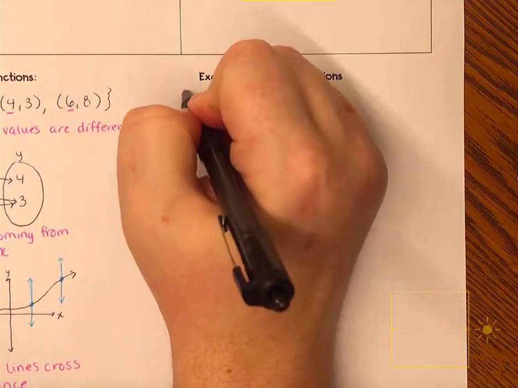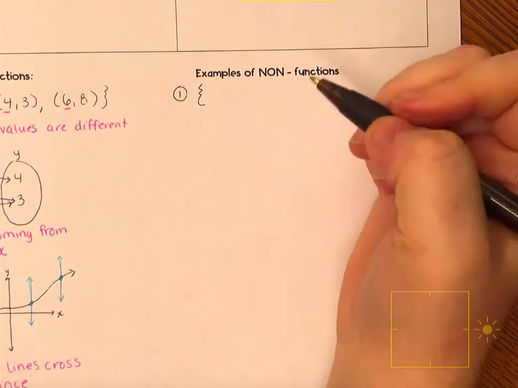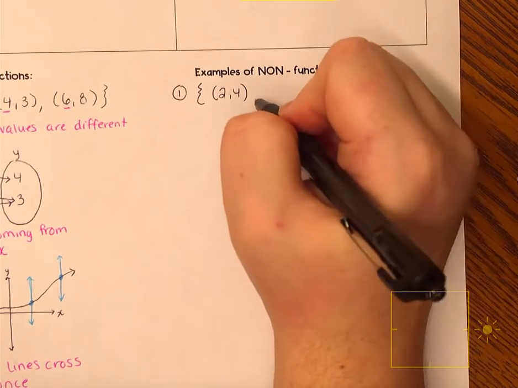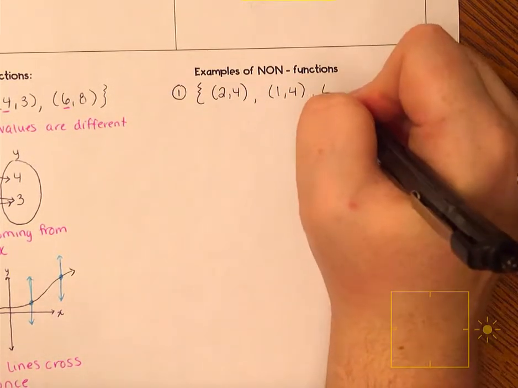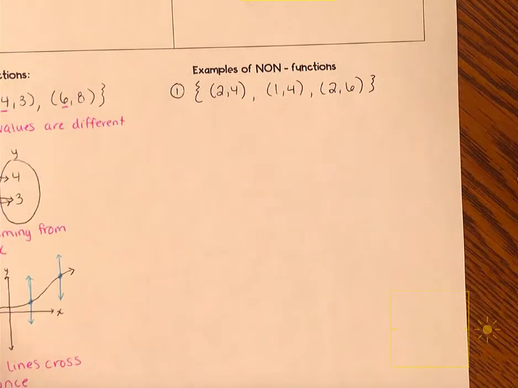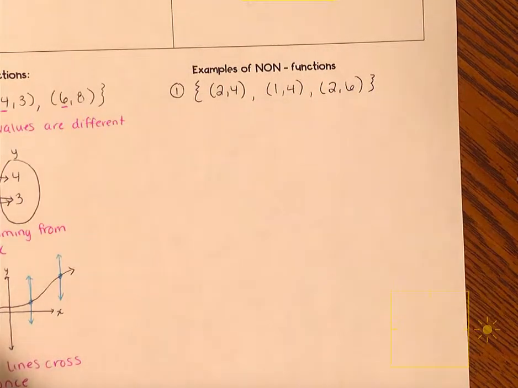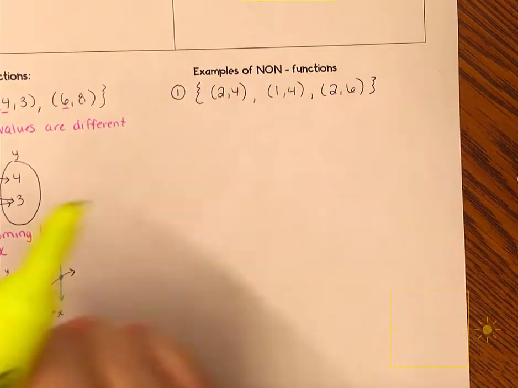So one type of example we can have is a set of coordinates. So I'm going to have a set, and I'm going to write in some coordinates. So (2, 4) is a coordinate. (1, 4) is a coordinate. (2, 6) is a coordinate, and that's going to be the end of my set. Now, this is a non-function because if we look at the x values, we do not have them all different.